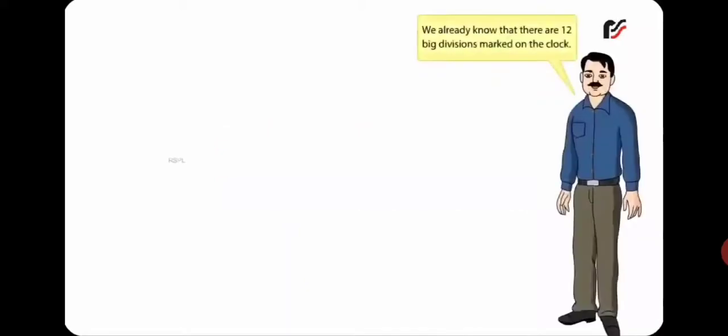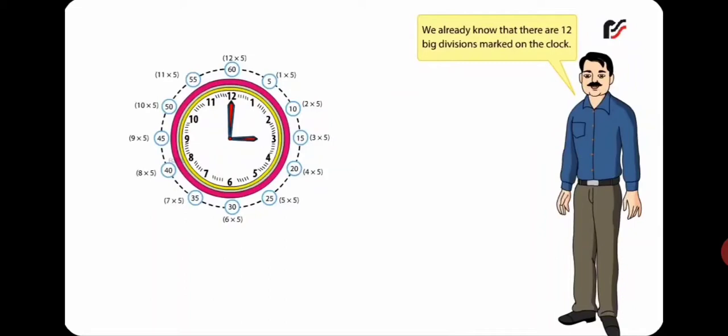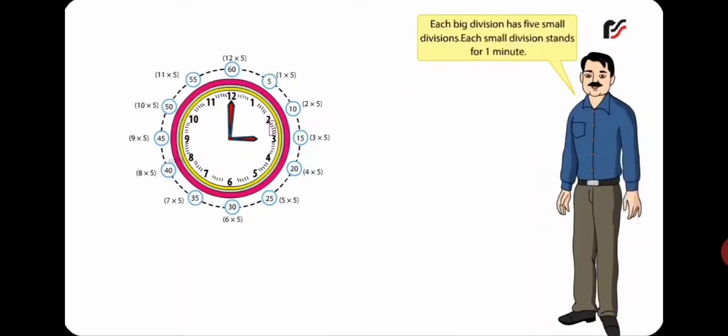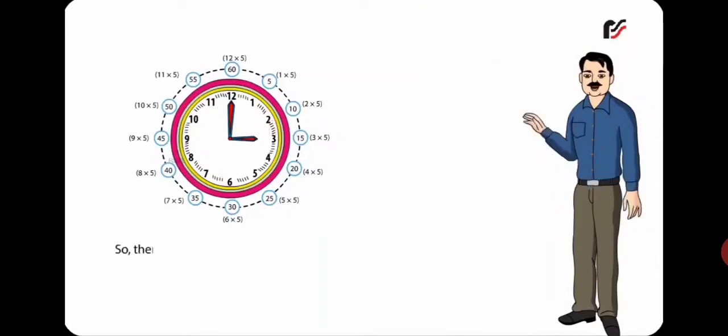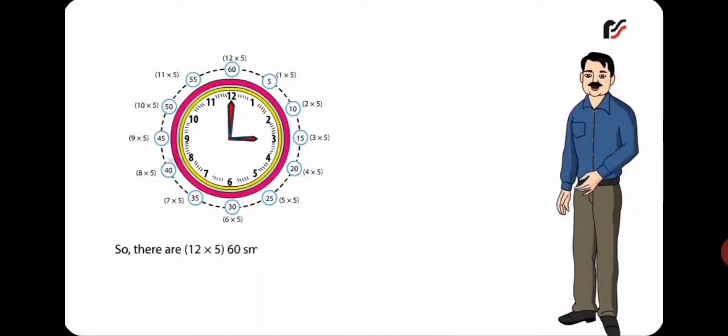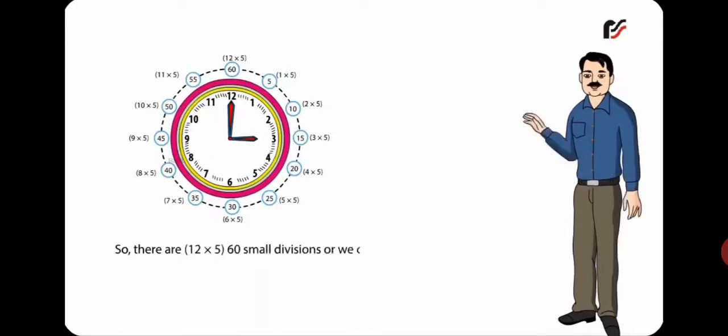Time in minutes. We already know that there are 12 big divisions marked on the clock. Each big division has 5 small divisions. Each small division stands for 1 minute. So, there are 12 into 5, 60 small divisions, or we can say 1 hour is equal to 60 minutes.